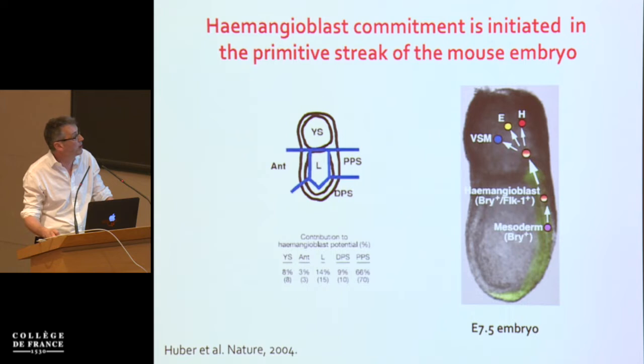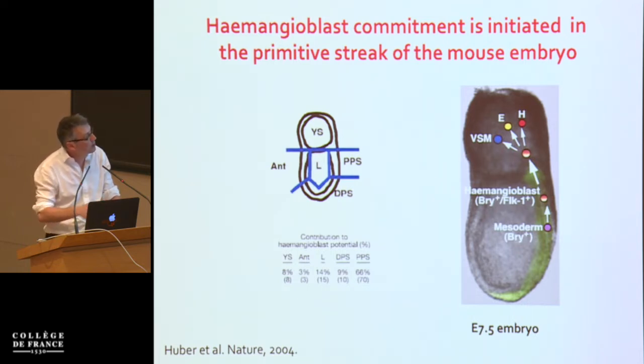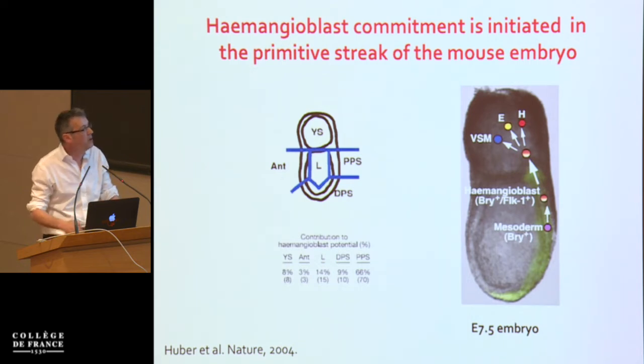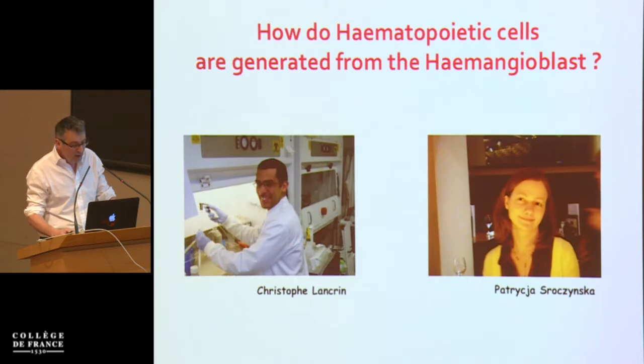brachyury mesodermal factor. Later, this precursor was also shown to exist in the embryo, in the yolk sac. You can purify these cells as brachyury Flk1 positive, so Flk1 is a receptor for VEGF. If you replate these cells, you get this blast colony forming cells, which are the equivalent of the hemangioblast. Okay, so this was one step.